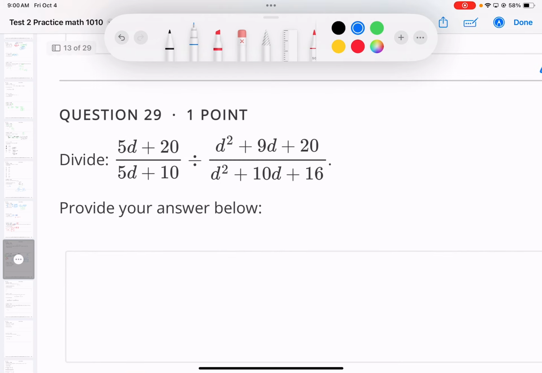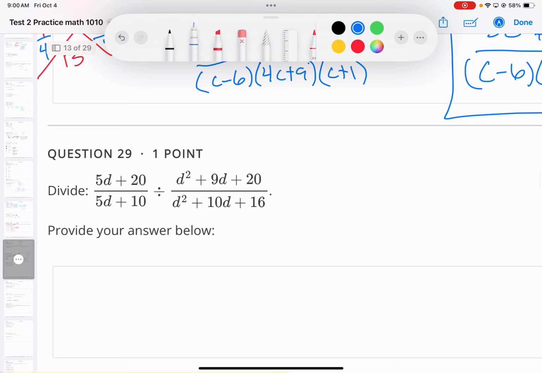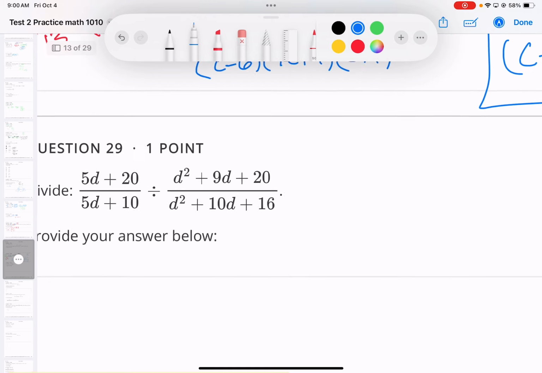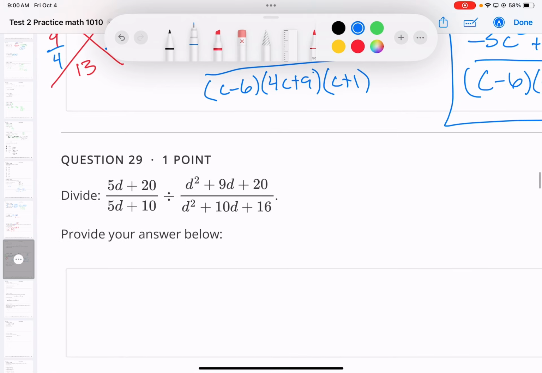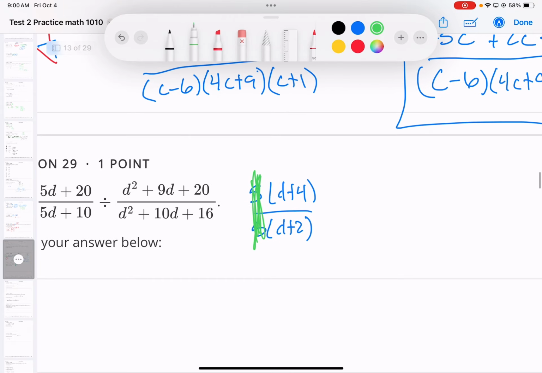What do I do? I would copy, dot, flip, but what else am I going to do when I copy it? I'm going to factor. So what can I factor out of this left-hand side? 5b plus 4. 5, and then d plus 4, and then 5d plus 2. So what can we do immediately in order to get rid of the 5s? That's sweet. Okay, so let's factor both of these real quick.